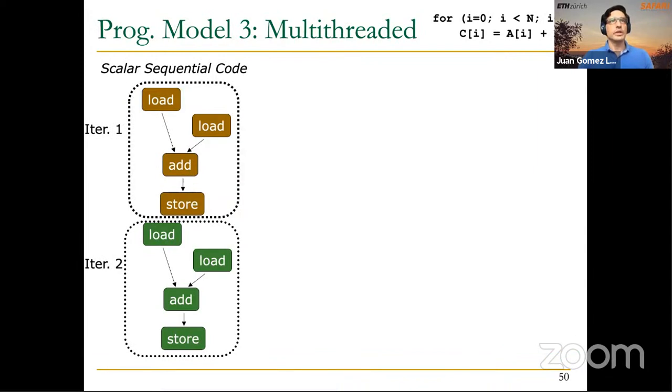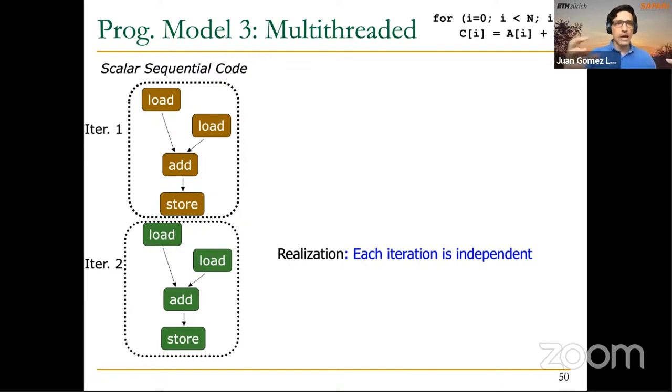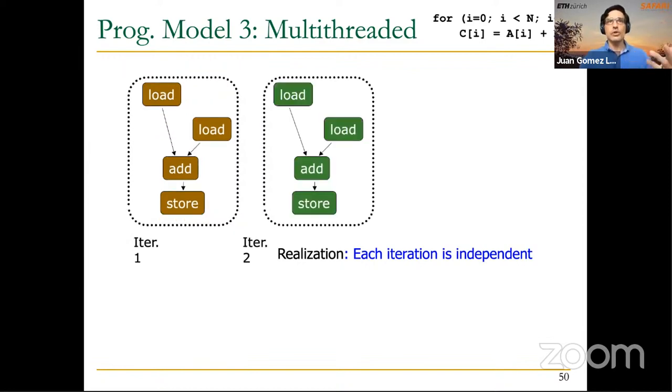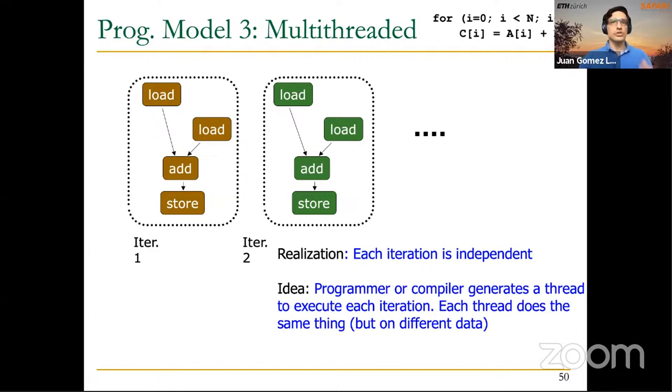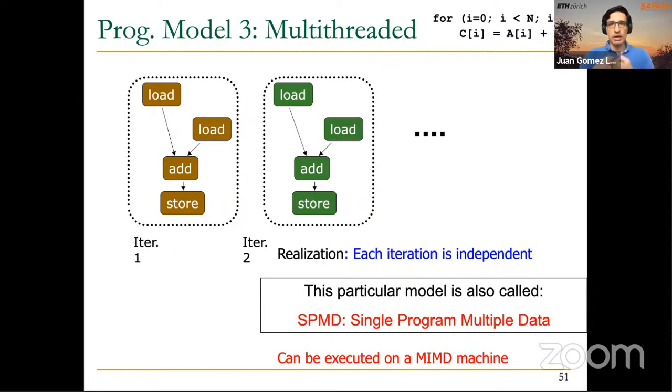So now the third programming model is the multi-threaded programming model. In the multi-threaded programming model, the realization is the same. Each iteration is independent. So what I'm going to do is, instead of packing these different iterations in vector arrays and vector instructions, each of these iterations is going to be assigned to a thread of execution, right? So this is what we normally do when we write code for MIMD machines. And this programming model is not only MIMD, but also called single program multiple data. Because observe that in all these iterations, the program is essentially the same, but they are operating on different data instances.